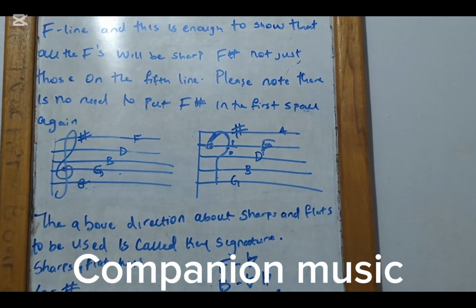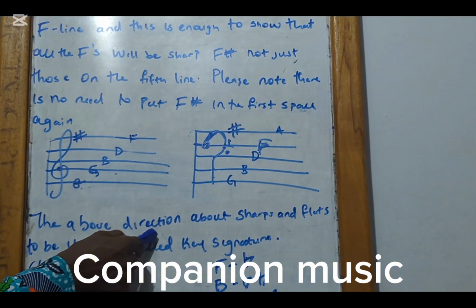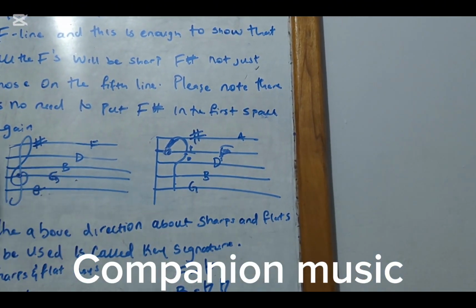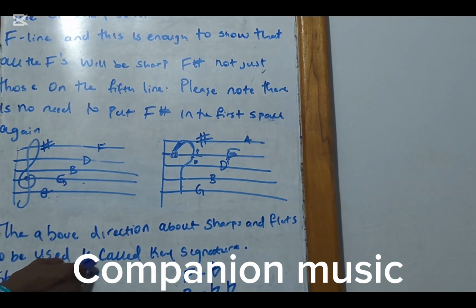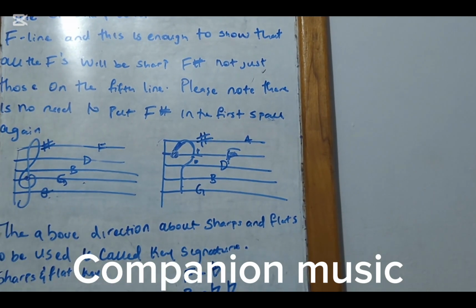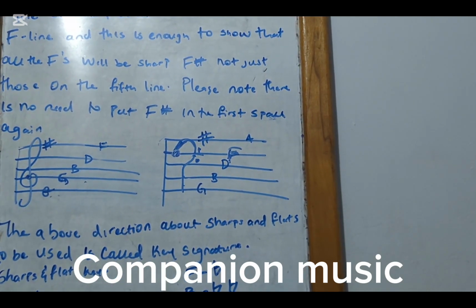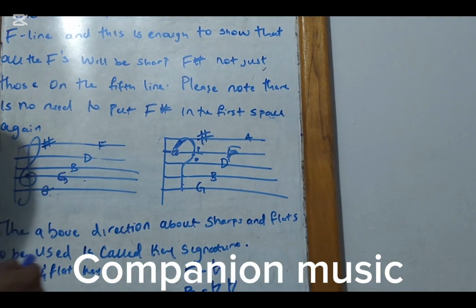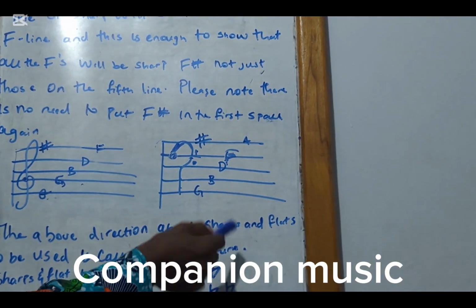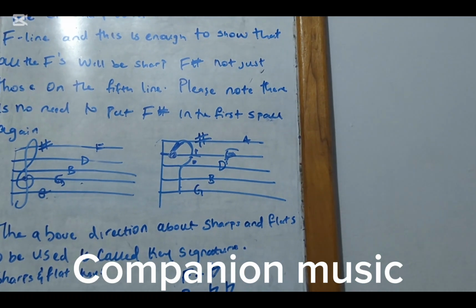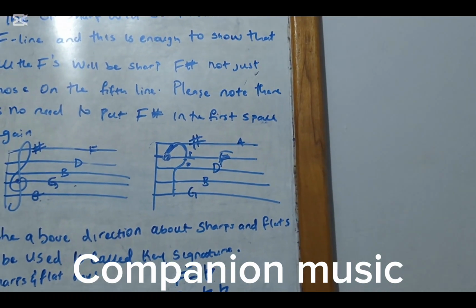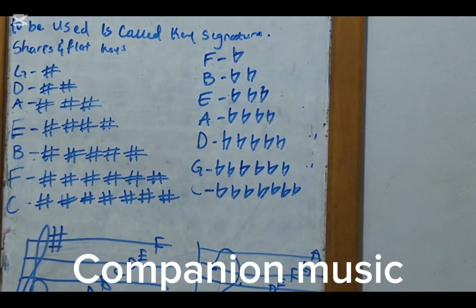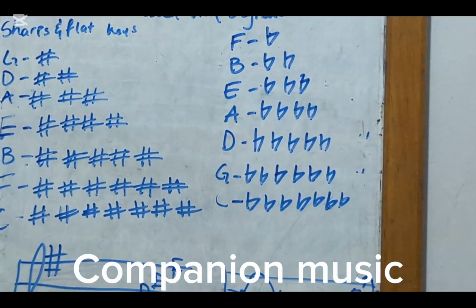Now, the above direction about sharps and flats to be used is called key signature. Now look at it. The key signature that we are talking about, that both the sharp and the flat are, is this.